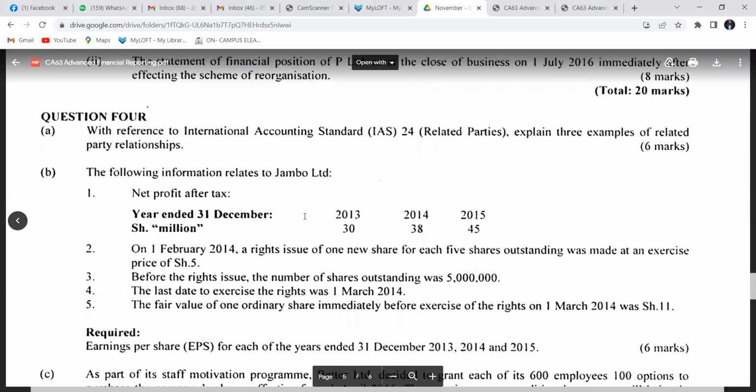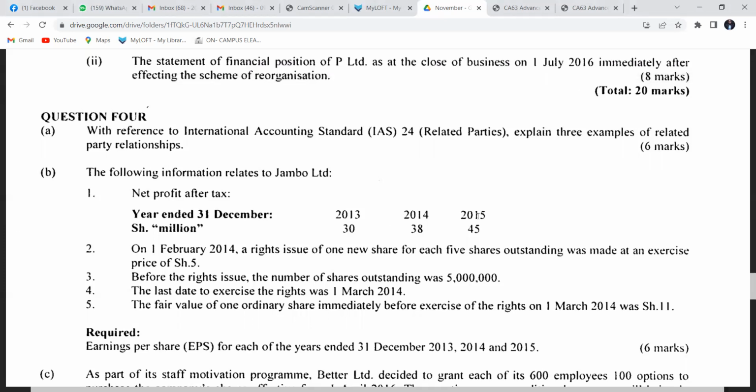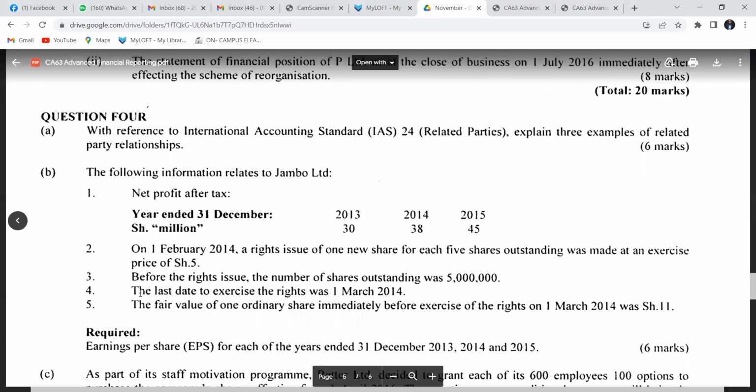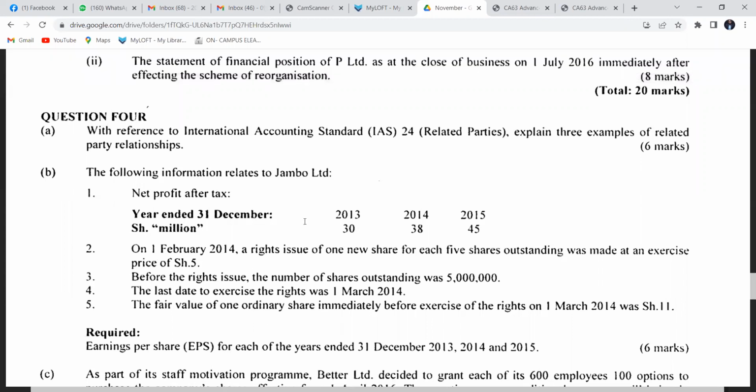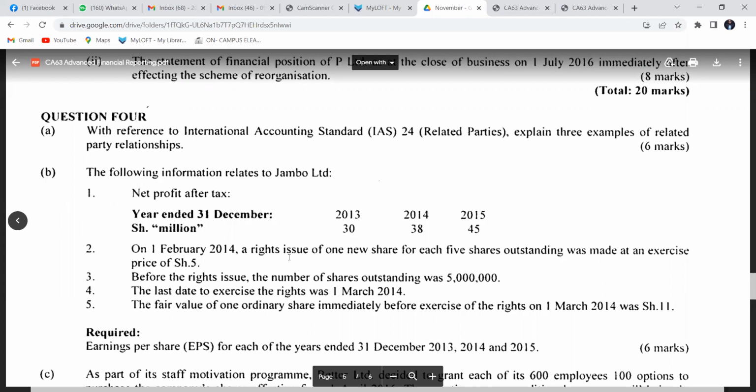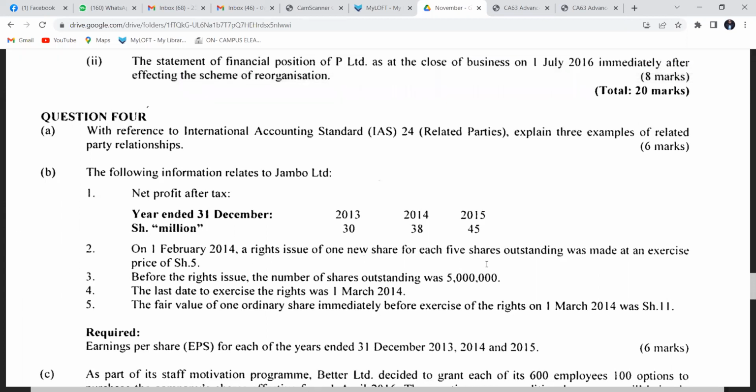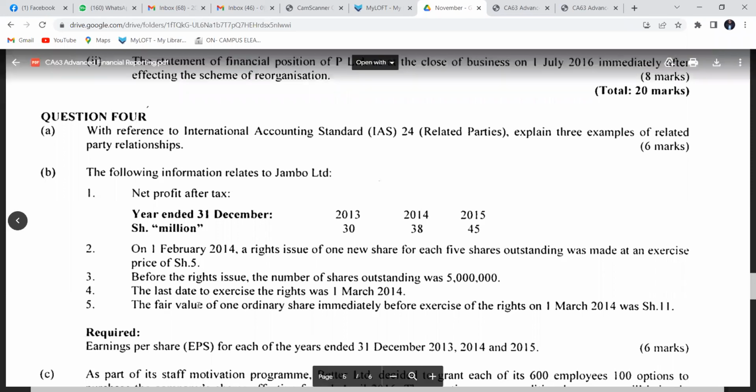So this question of ours has 3 years, 2013, 2014, 2015. You are required to do the earnings per share for those 3 years. Looking at this question, in 2013 there was no rights issue. But in 2014, there was a rights issue. That is what they said in note 2, that on 1st February 2014, a rights issue of 1 share for each 5 shares outstanding was made at an exercise price of Sh5.